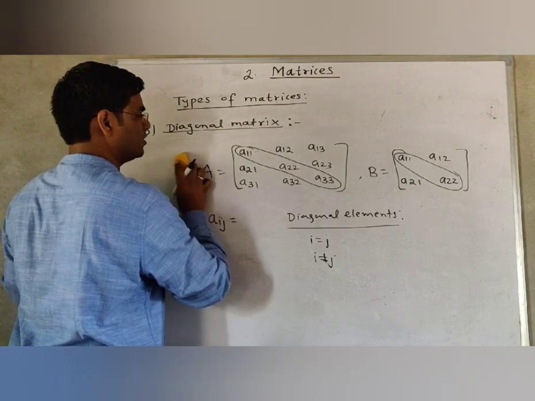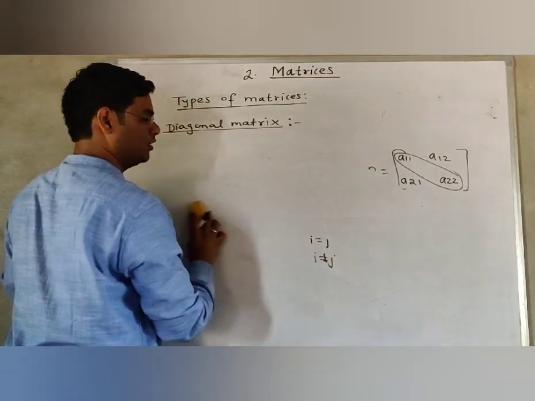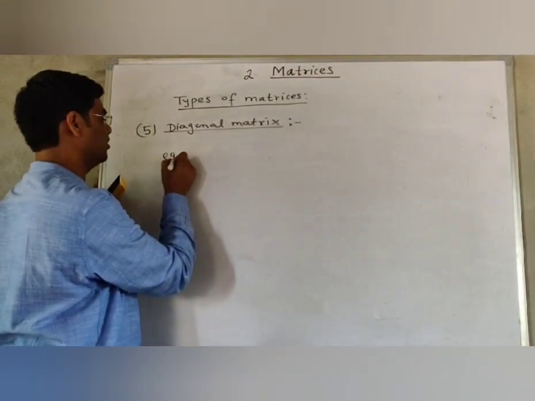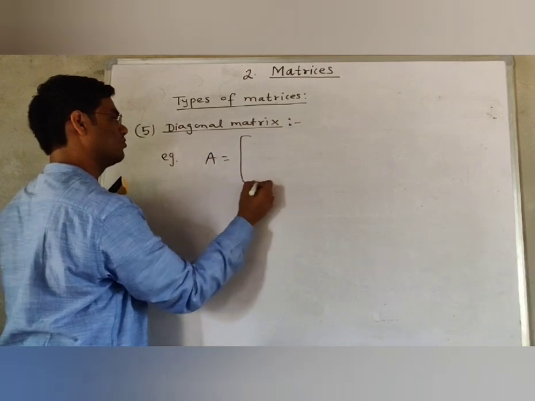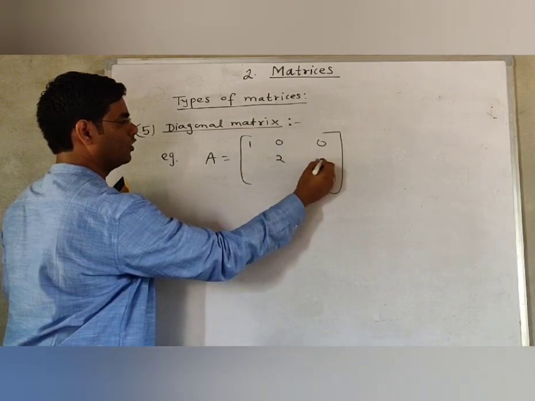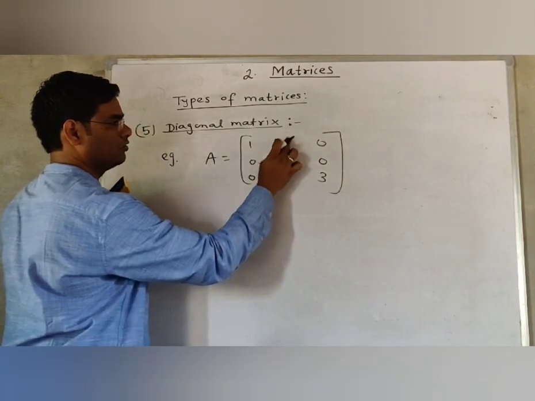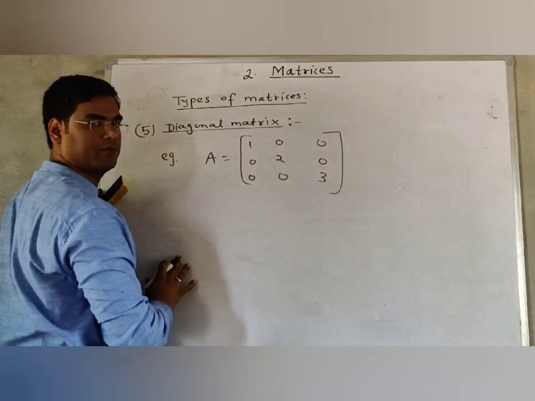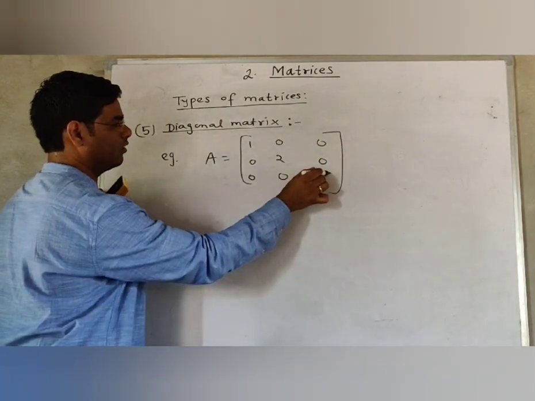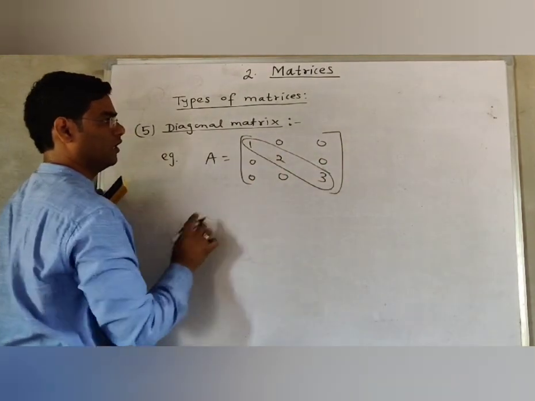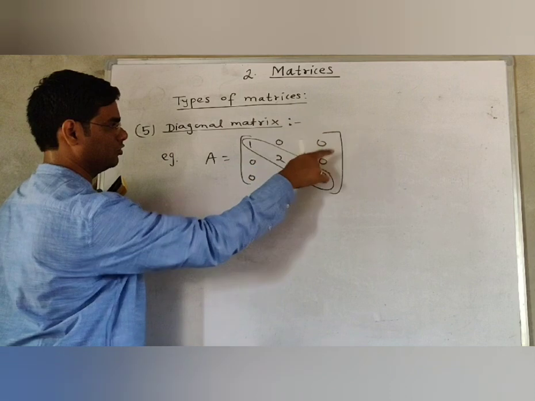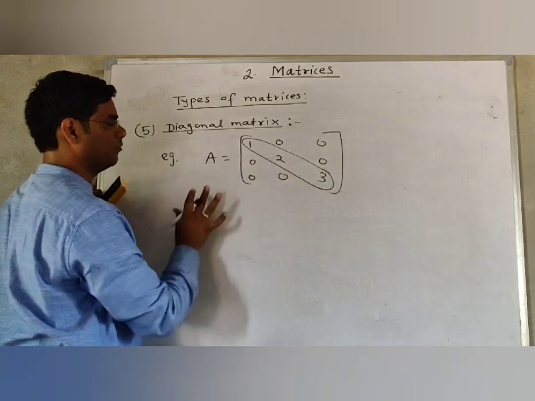Now, what is a diagonal matrix? A diagonal matrix is a matrix in which all the non-diagonal elements are 0, and at least one diagonal element is non-zero. All the non-diagonal elements are 0, 0, 0, 0. These three and these three, in total 6 elements, are known as what? Non-diagonal elements. All these non-diagonal elements are 0, and the diagonal elements are not simultaneously all 0. So 1 2 3 with 0 0 0 0 0 0 is an example of a diagonal matrix.